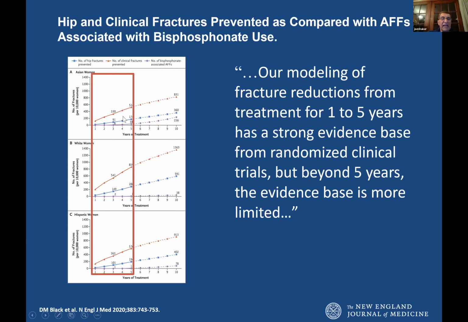And as you can see, this is Asian, white, and Hispanic women. The fractures prevented are far higher in all groups. I will make the point that in Asian women, these lines are a lot closer. And Asian women are at much higher risk of atypical fractures than other groups.